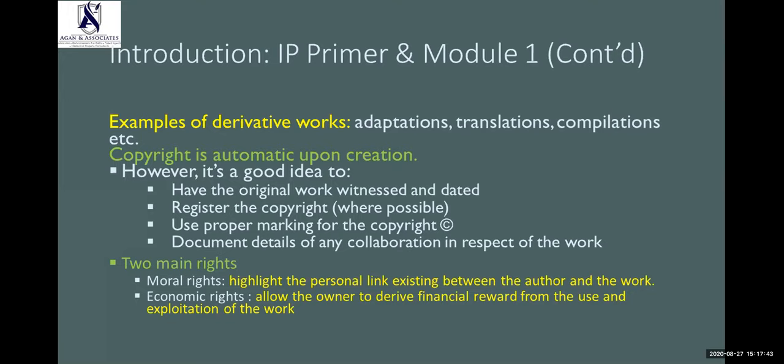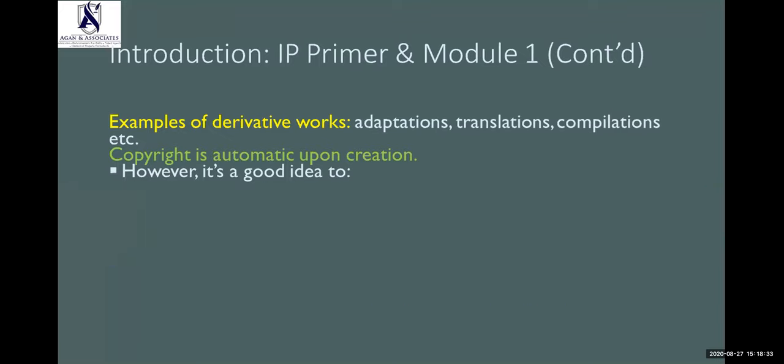So what are the rights of a copyright holder? There are two main rights. One is moral rights. And these ones usually just highlight the emotive part, the personal link that exists between the author and the work that he has done. And we shall look at that in a moment. And then there are economic rights. And these ones allow the owner to monetize, okay, to make money. Again, it is property like any other property. And so they are his economic rights for him to make money by commercializing his work.